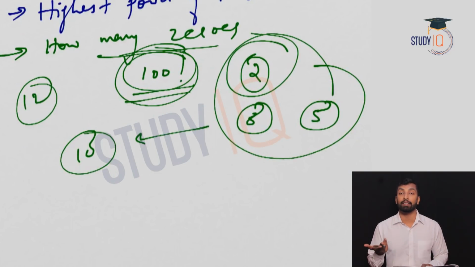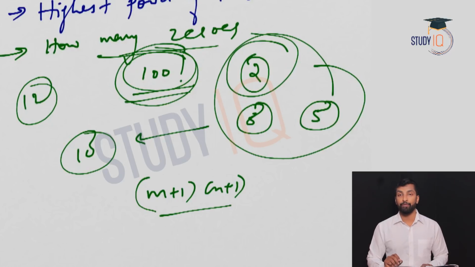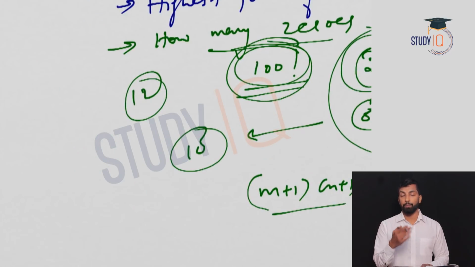How many factors are there? Anyway, for a composite number which was given earlier, we know how to find the number of factors, right? We have a formula (m plus 1) into (n plus 1) if you can prime factorize. So what you need to do is prime factorize the given factorial and apply the formula to get the number of factors. So these are the possible questions.